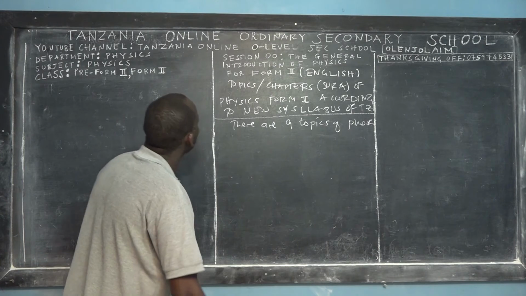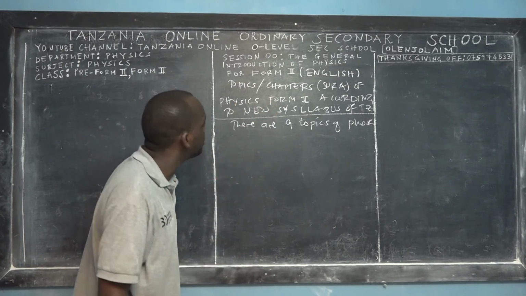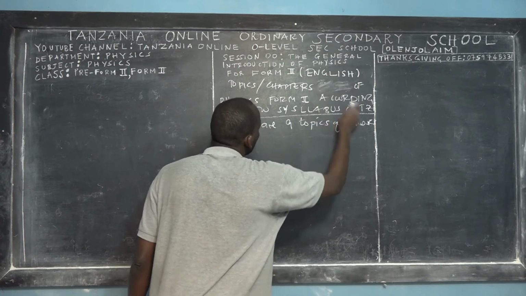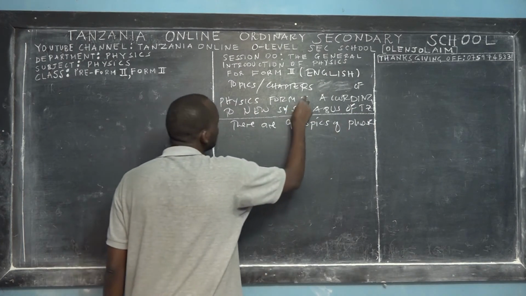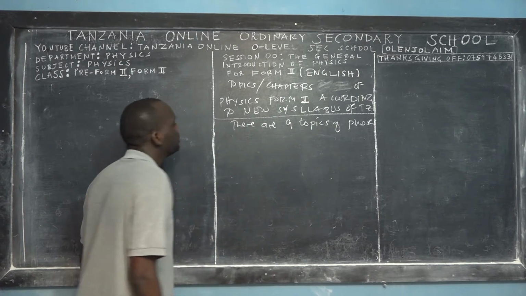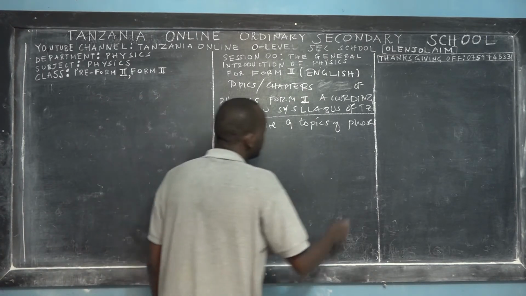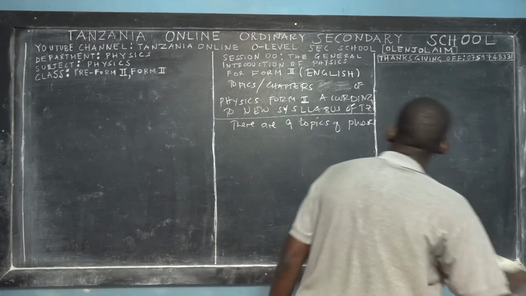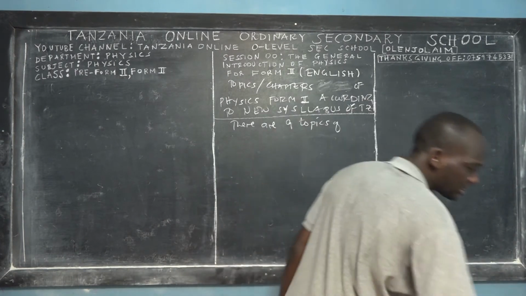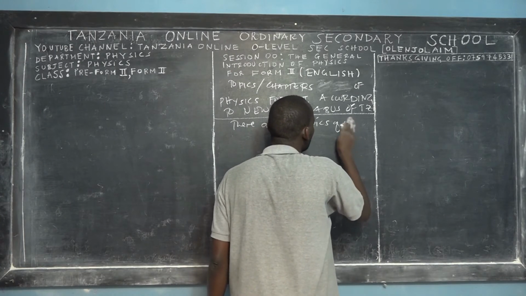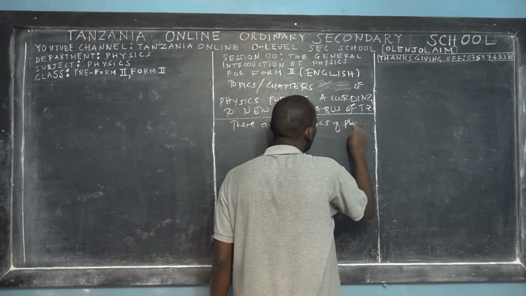And the last part is this one, the topics and chapters of physics Form 2, right? According to the new syllabus of Tanzania, there are 9 topics of physics for Form 2 education, right? This is physics, in case you don't see it clearly.